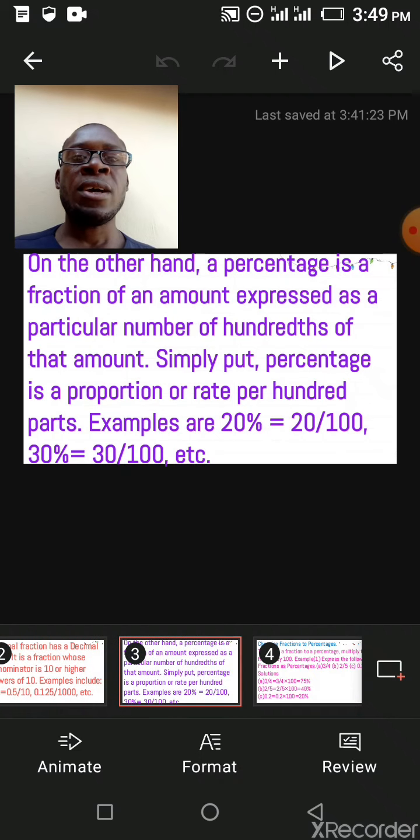On the other hand, a percentage is a fraction of an amount expressed as a particular number of hundreds of that amount. Simply put, percentage is a proportion or rate per 100 parts. Examples are 20%, which is equal to 20 over 100, 30%, which is equal to 30 over 100, etc.